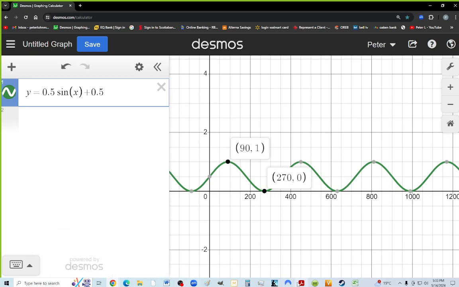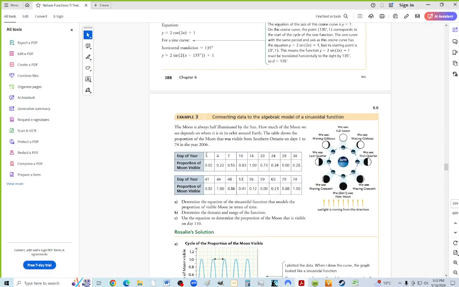We're going to go back and say, okay, my x values go all the way from 1 to 74. What's my period? It's 74. So wouldn't I have to take my 360 and get rid of it by dividing by 360? That would bring it down to 1, and then multiply it by 74.